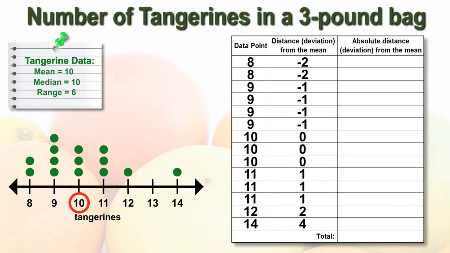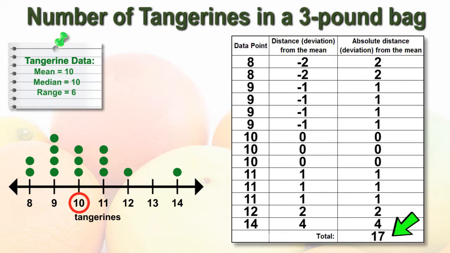Remember that distance is always positive, so to fill in the last column, we will use the absolute value of each distance, which means we just take away the negative signs. The reason we have used this process is to measure data variability by finding the mean distance from the mean of the data set. The next step is to add all of the absolute distances up.